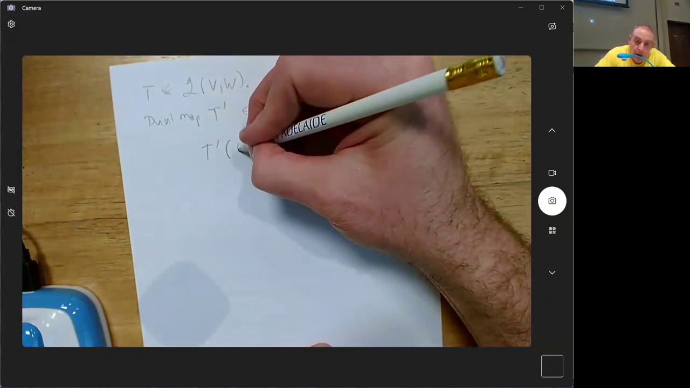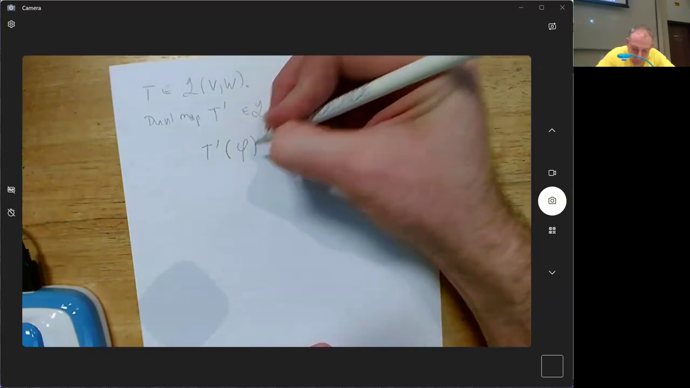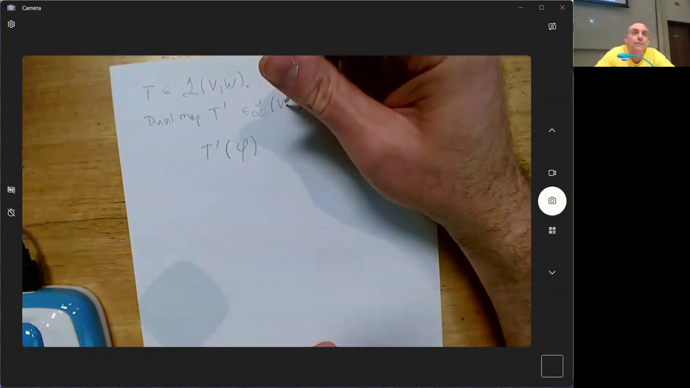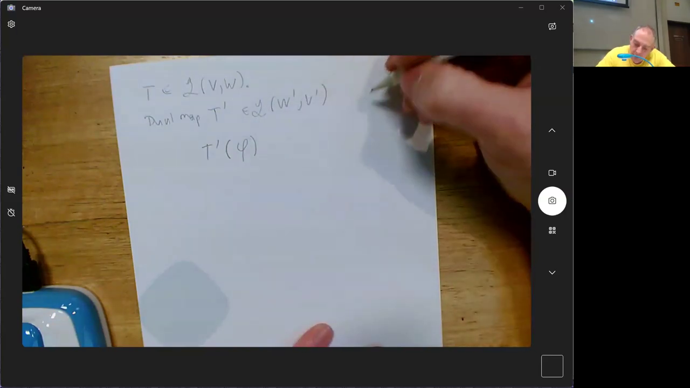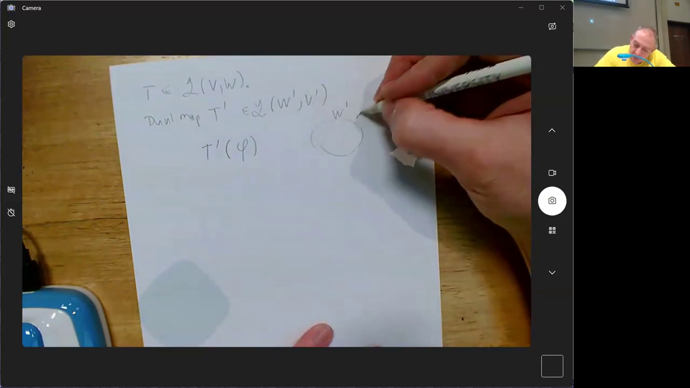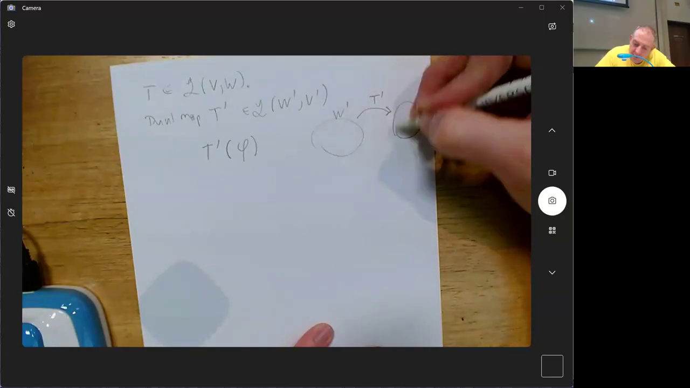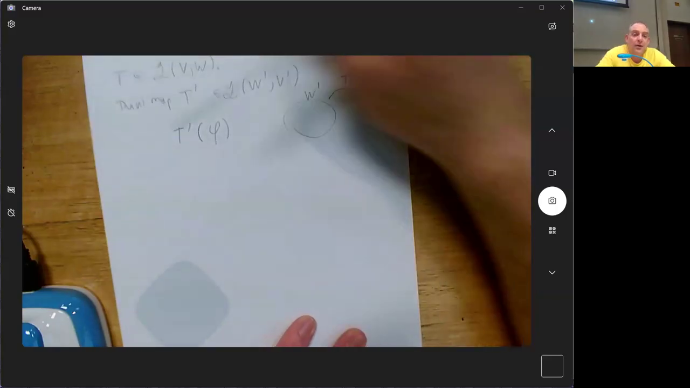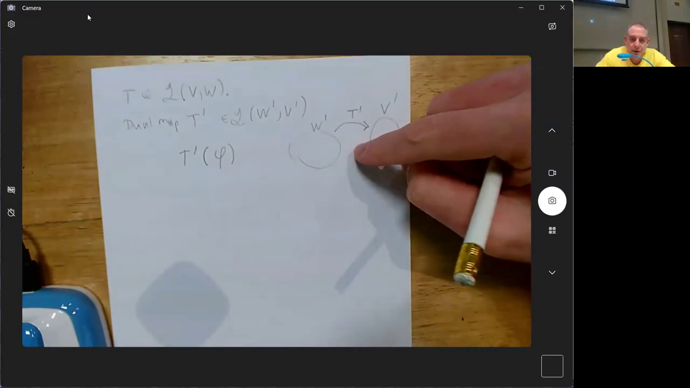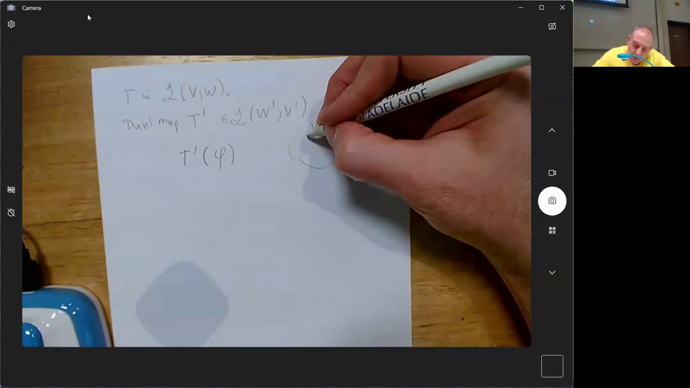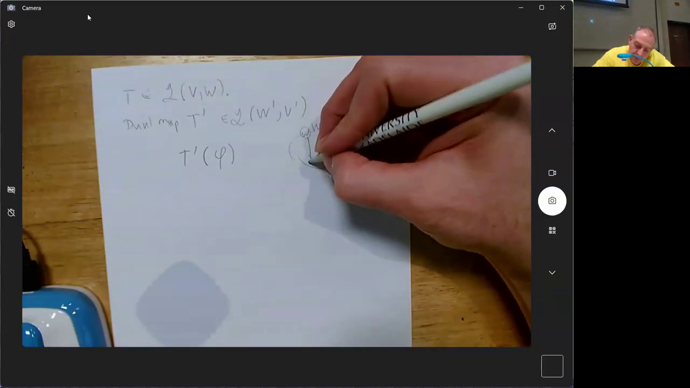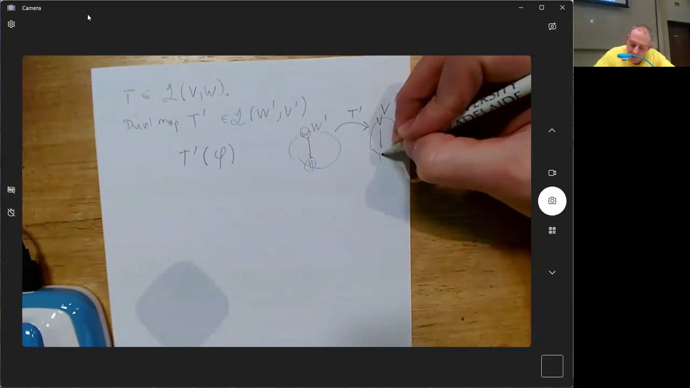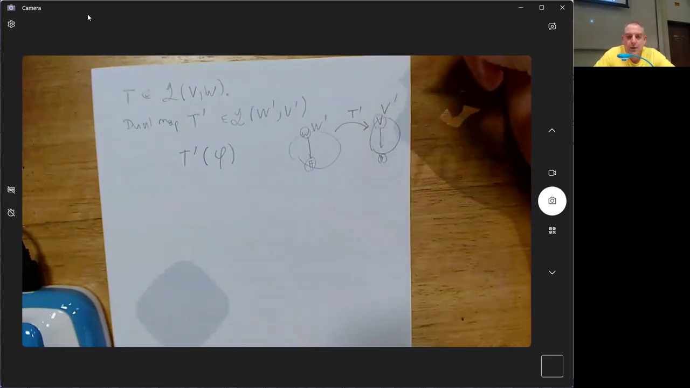Being a map that goes between W dashed and V dashed, the things that it acts upon are functions that are in W dashed. T dashed goes from there to V dashed. But what W dashed itself is, is functions that go from W to the field, right? And V dashed is functions that go from V to the field.